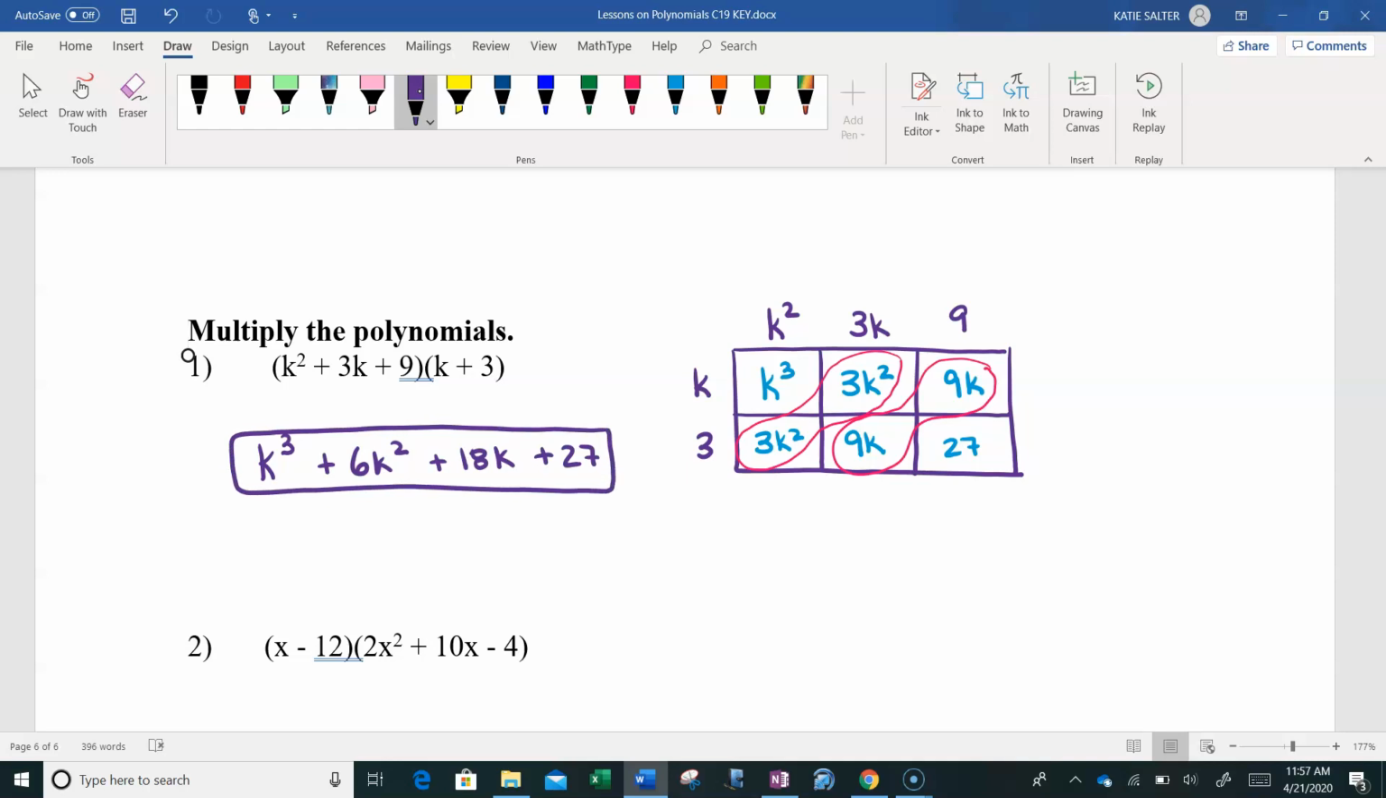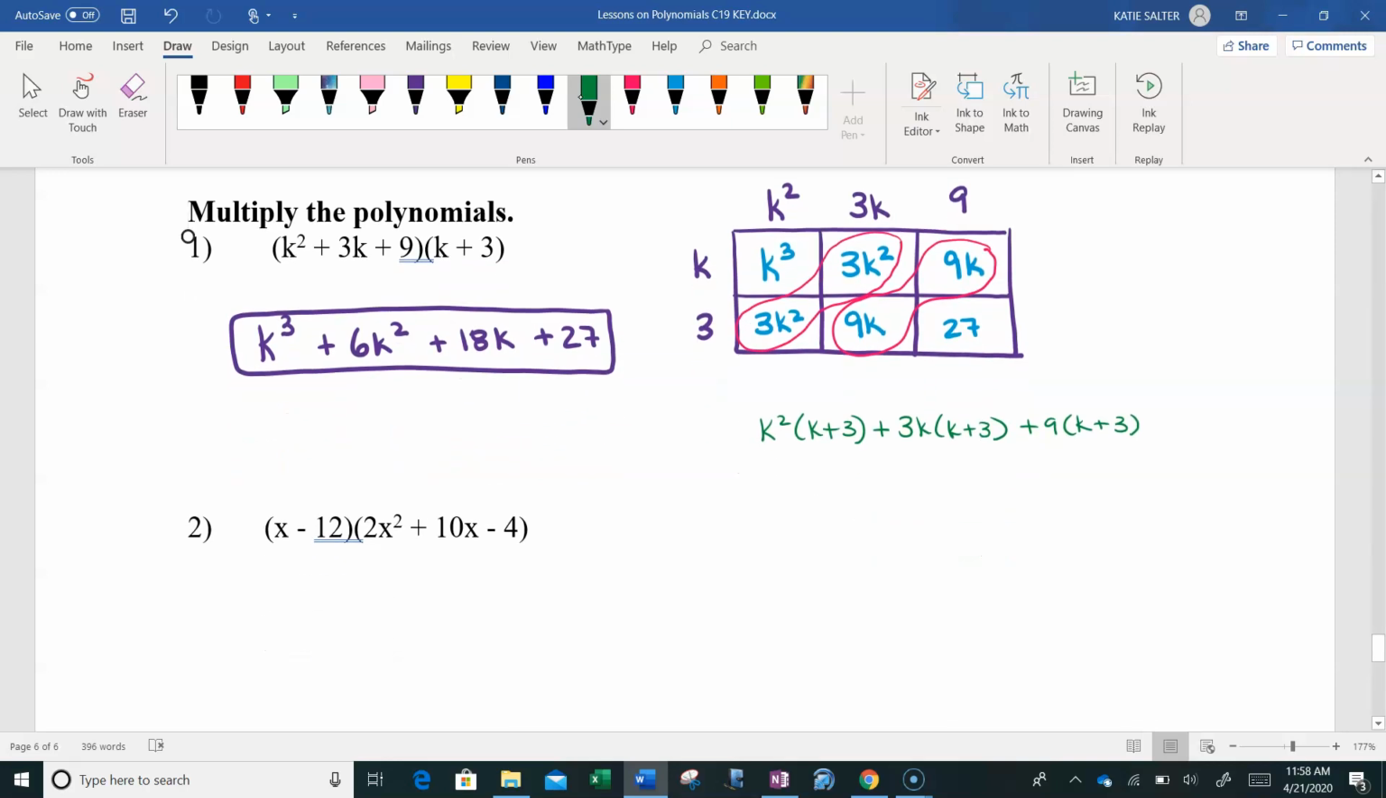Technically, you could also do this by distributing. You could have written it out like this: k squared times k plus 3, plus 3k times k plus 3, plus 9 times k plus 3. And then distribute it, and you'd end up with 6 terms and then combine like terms. But I'll be really honest with you, the box method is a lot easier, and the terms are kind of lined up, which makes it a lot quicker with a lot fewer mistakes. All right, so pause the video, try the next one, and then check your answer.